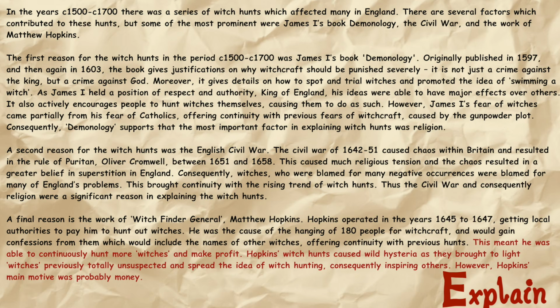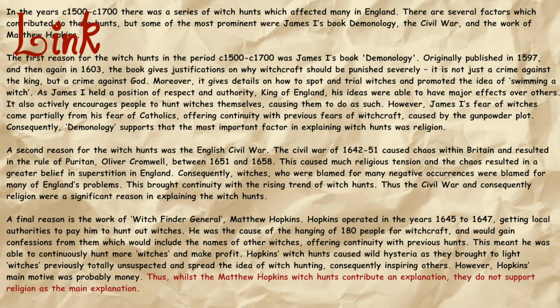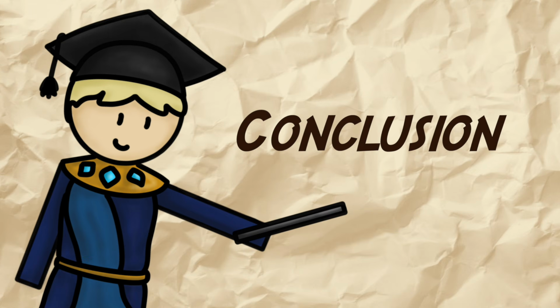Evidence. This means that he was able to continuously hunt more witches and make profits. Hopkins' witch hunts caused wild hysteria, as they brought to light witches previously totally unsuspected and spread the idea of witch hunting, consequently inspiring others. However, Hopkins' main motive was probably money. Explain. Thus, whilst the Matthew Hopkins witch hunts contribute an explanation, they do not support religion as the main explanation. Link. That leads us on to our conclusion.